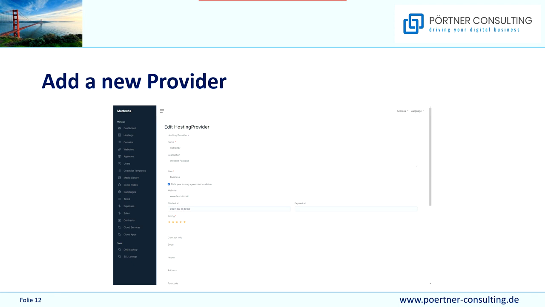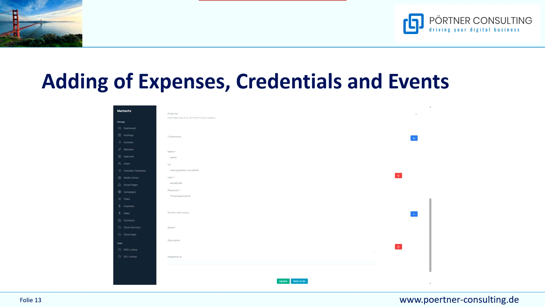date of the contract with the provider. You can rate your provider, you can add some contact information, you can add expenses for the provider. You can add the credentials, the login credentials or FTP credentials. You can log events and issues with the provider, so you have a complete overview of the provider and the history and ongoing events with this provider.